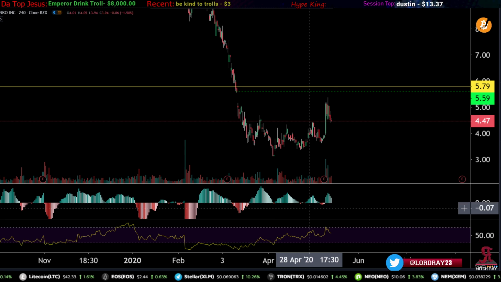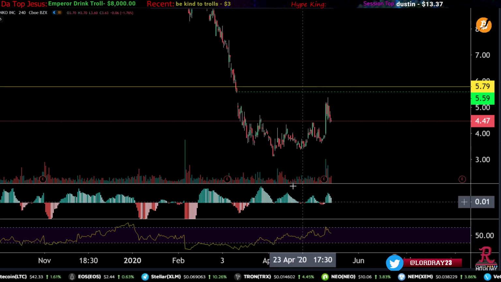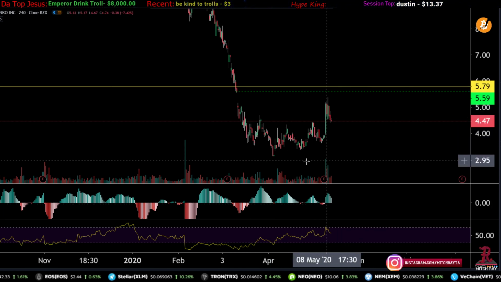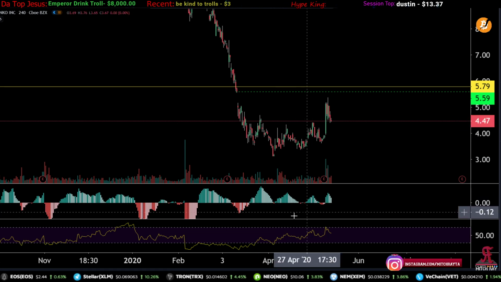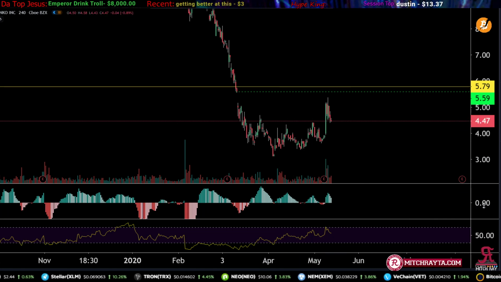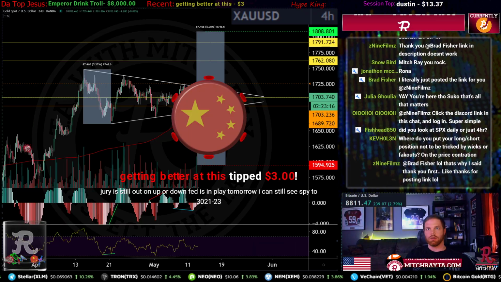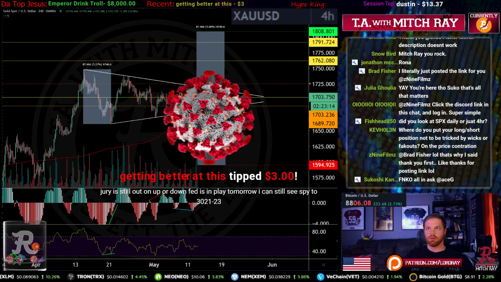No edge that I see. There was hidden bullish divergence right here, but it's already over. I'm looking at this asset after its stuff's played out that we identify all the time on anything. To me, China: jury is still out on up or down. Fed is in play tomorrow.